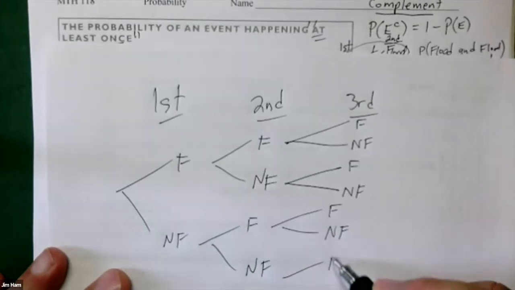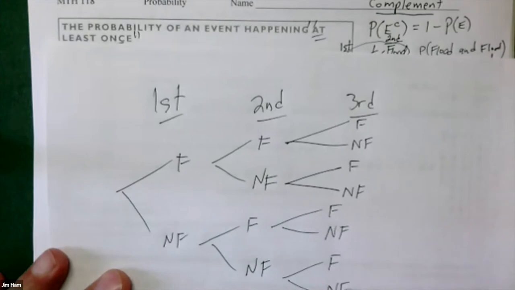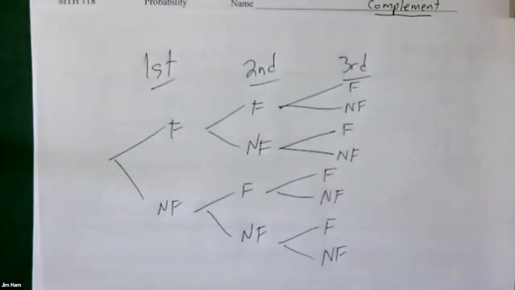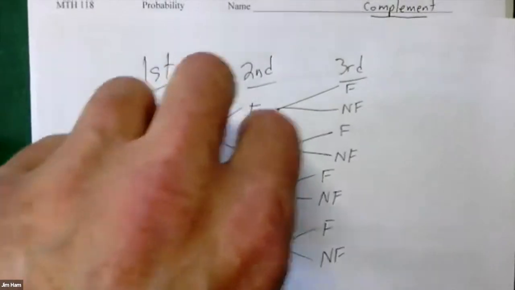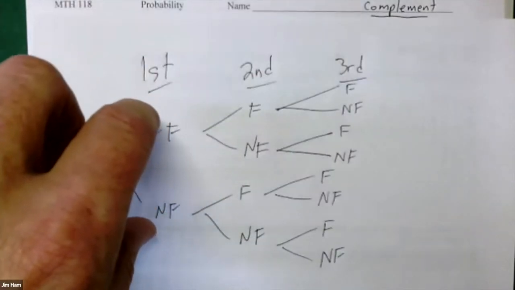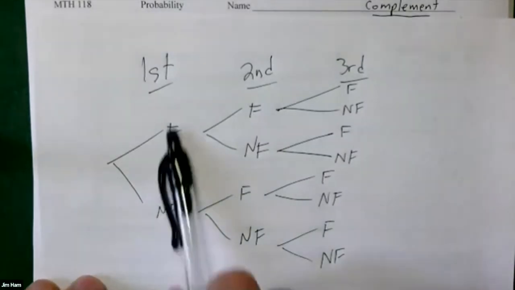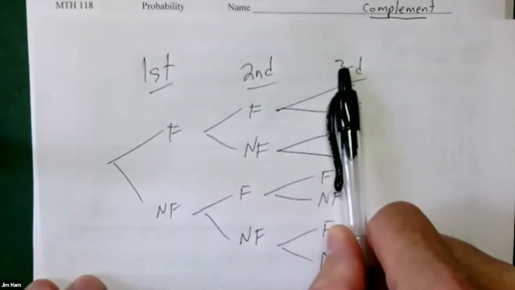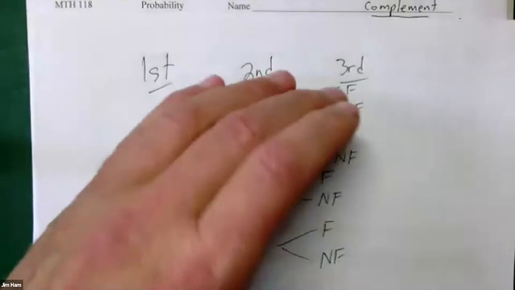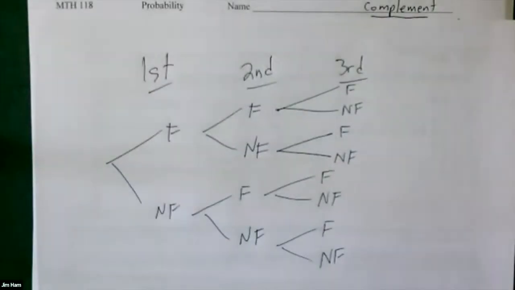Generally, what we do in mathematics is we'll do the problem by brute force, and after a while, we'll observe a pattern. What if someone asks us, what's the likelihood that it would flood in, say, 10 years in a row? Then we would have to go out 4, 5, 6, 7, 8, 9, 10. And this tree just gets bigger and bigger. So we try to look for a pattern after a while.